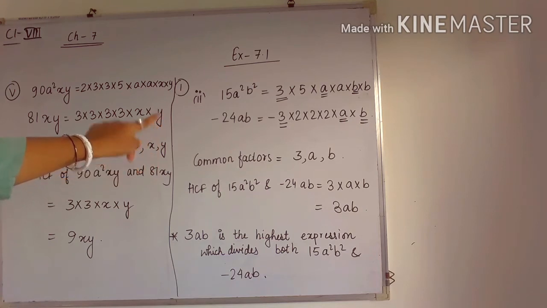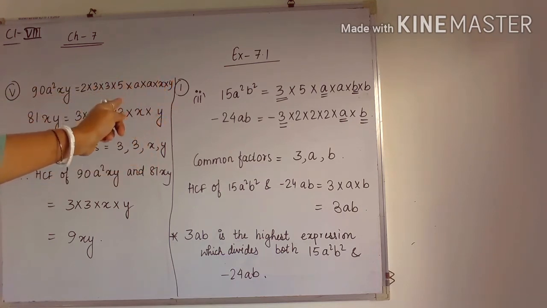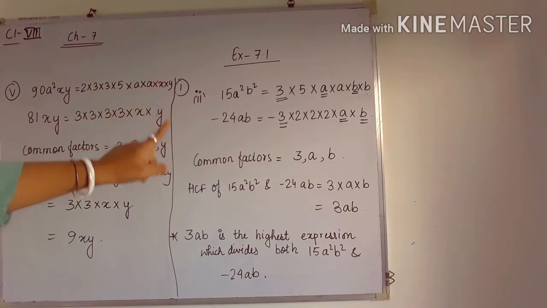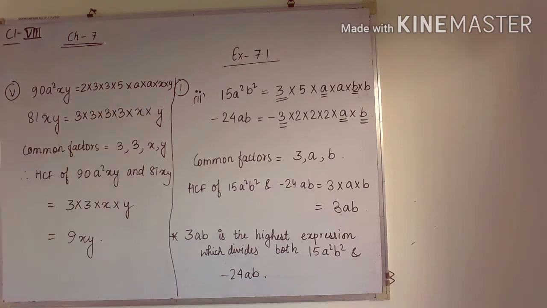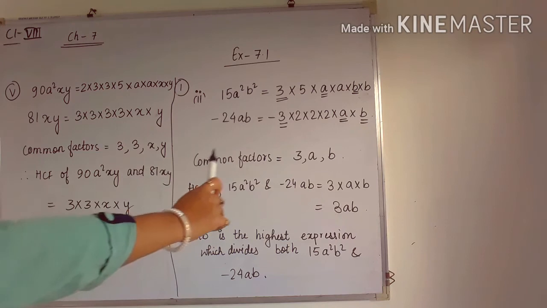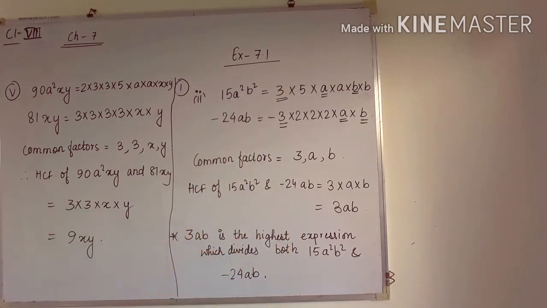This is a negative number because the minus sign is there, but before 15a square b square there is no minus sign. So we cannot take the minus sign common. If there is a minus sign before 15a square b square, then we have to take the minus symbol also as common. So the common factors here are 3 comma a comma b. Next, for finding the HCF of these two algebraic expressions, we have to multiply the common factors, that will be 3 into a into b. So the final answer is 3ab.